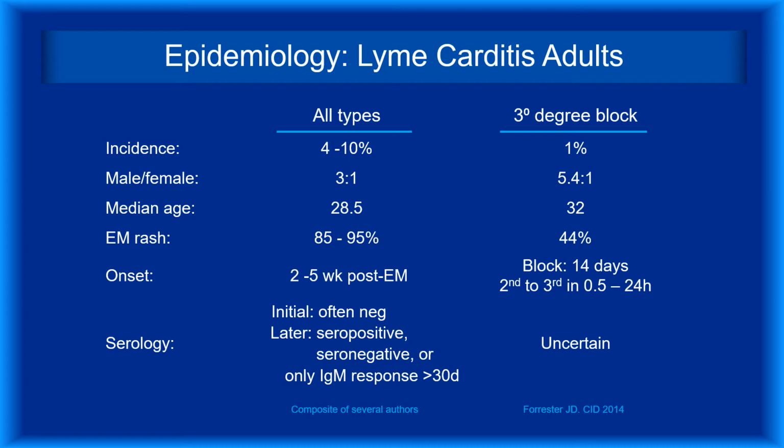It is especially interesting to note that less than half of the patients with third-degree block have a preceding or concurrent erythema migrans rash. It's important not to assume that patients will be seropositive on presentation or subsequently seroconvert. It's equally important to recognize that progression from second degree to complete AV block can occur quite suddenly.